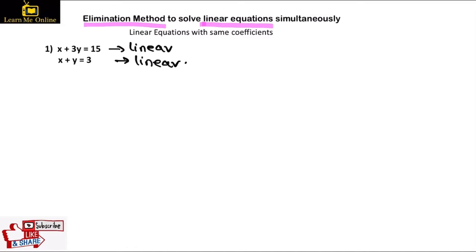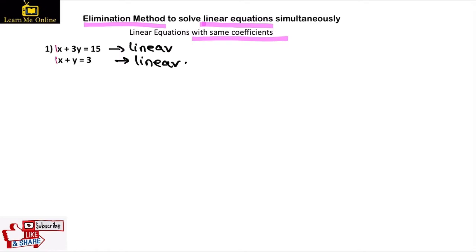First of all, we're going to see whether any of the x or the y coefficients are the same. Coefficients are the numbers written in front of the variable. Because x hasn't got any number written in front of it, I'm going to write a number 1 here, and a number 1 here as well. It means this is the case when the coefficients are the same. We are solving linear equations with the same coefficients. Okay, it's always easy if the coefficients are the same.